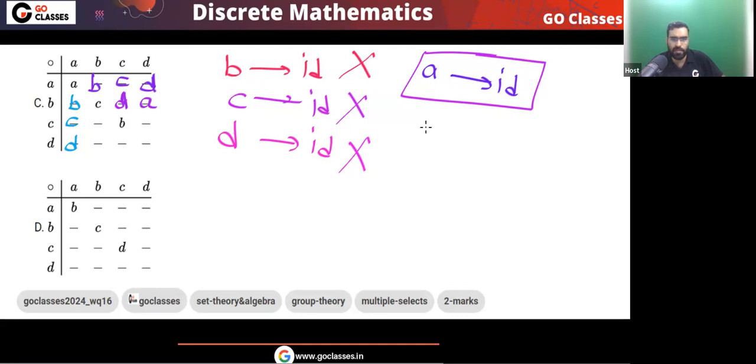Can you notice what is the B inverse? Now tell me, what is the B inverse from here? A is the identity element, so B inverse is D. So if B inverse is D, then automatically D inverse will be B. So it means here you must have A. Very simple.